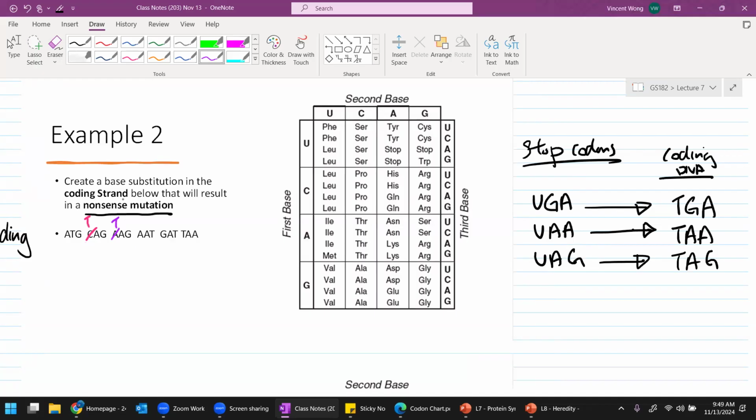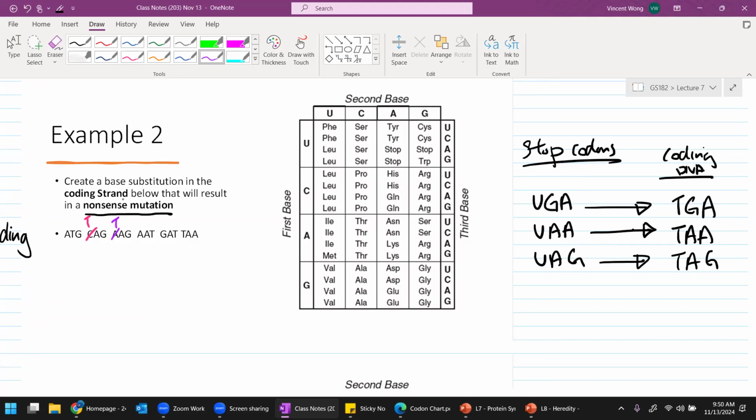Okay. So stop codon is a little bit tricky. Nonsense mutation is a little bit tricky because it's not going to work for all of the codons, right? Like this one is not possible to change to a stop codon with base substitution. You cannot just change one nucleotide to make it into a stop codon. So it's not always going to work.